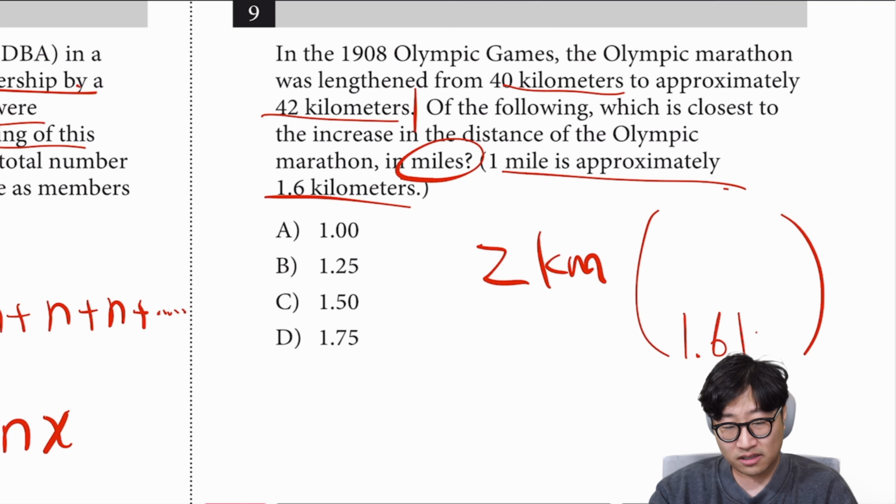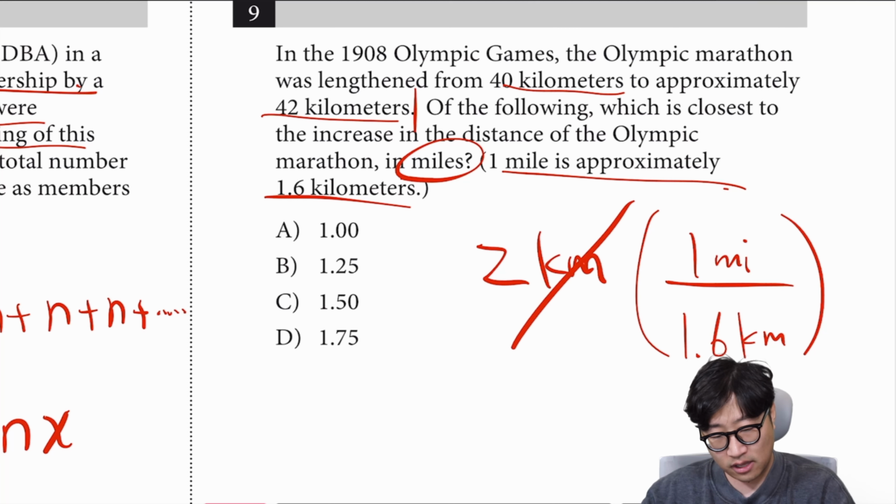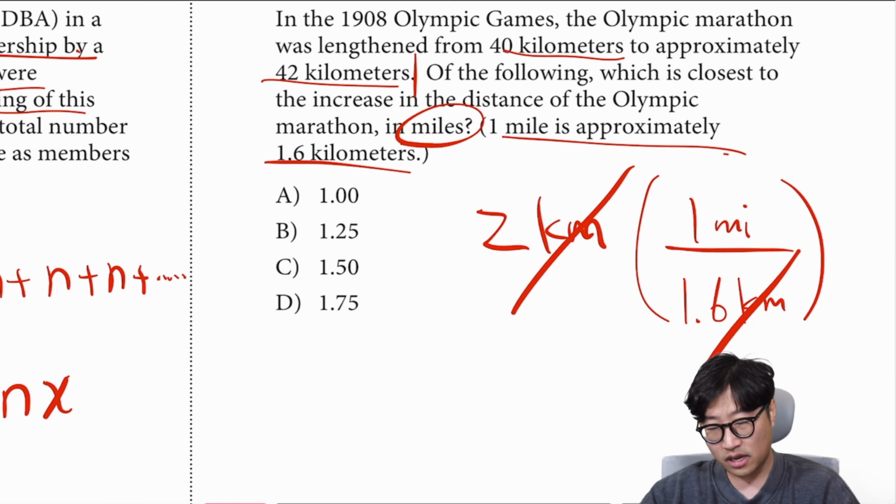So 1.6 kilometers is 1 mile. Once again, why did I write it like that? Because if you look at it, the kilometers can cancel on the top and bottom, which is why I put the kilometers on the bottom. And when you just punch it into your calculator, you're going to get 1.25.